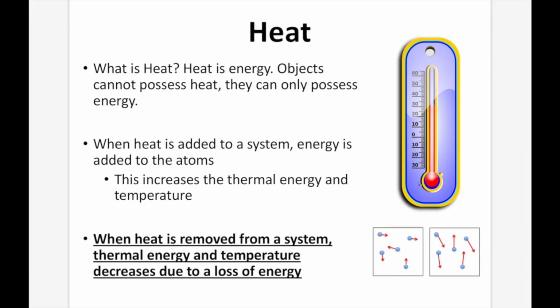Heat. What is heat? Heat is energy, as we just talked about. Objects cannot possess heat, however. They can only possess energy. Heat is the thing that's transferred from one place to another, whereas energy is the thing that they're left with once the heat has been transferred.